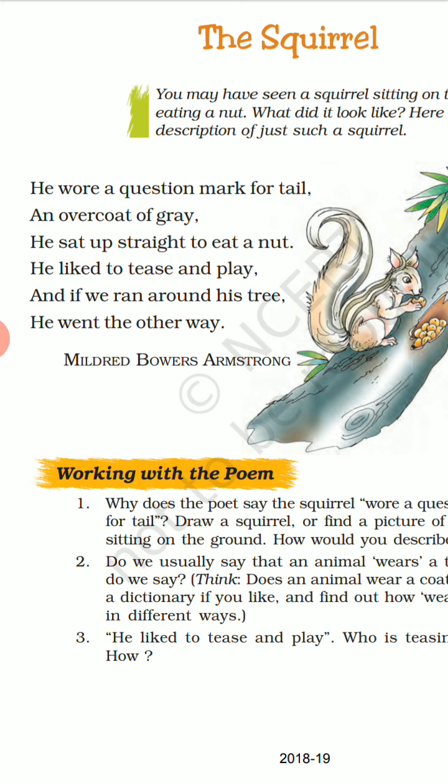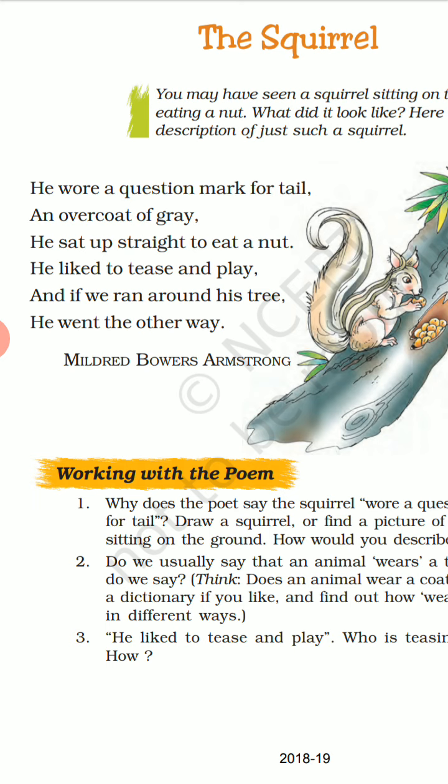So squirrel is a very funny little animal that likes to play with human beings. So "we" means the boy and his friends. Whenever the boy and his friends ran around the tree where the squirrel is sitting and eating the nut, the squirrel will try to tease them and also will try to play with them. And the squirrel will try to always go towards the other way.